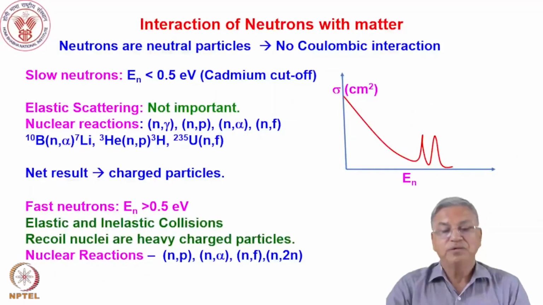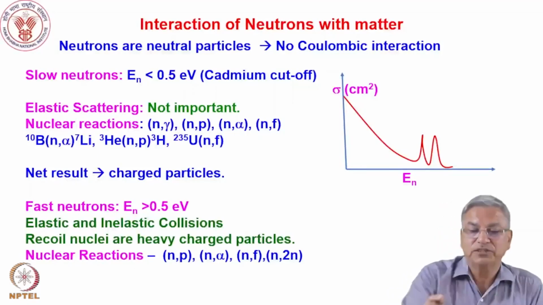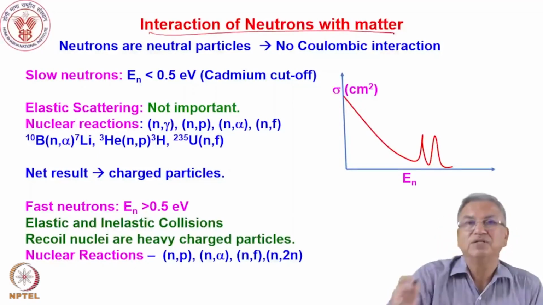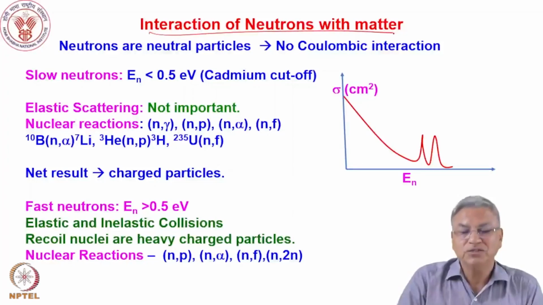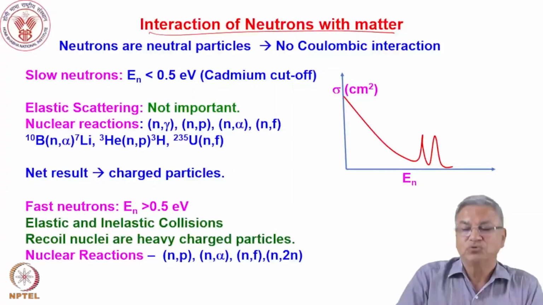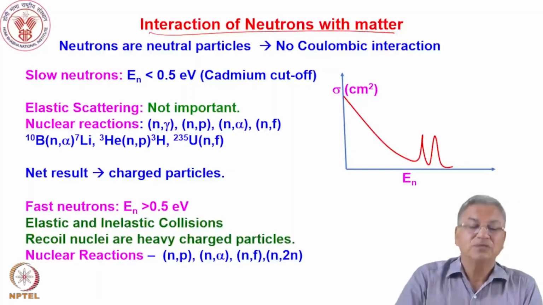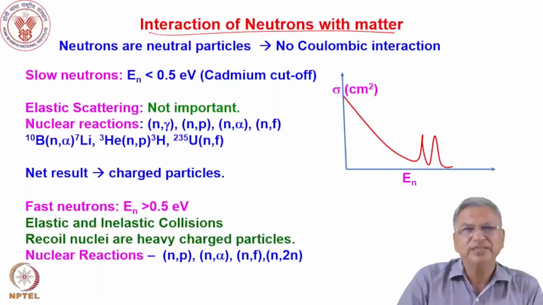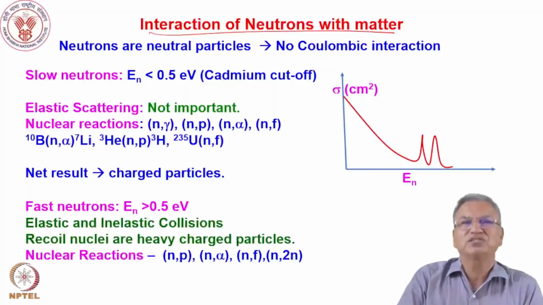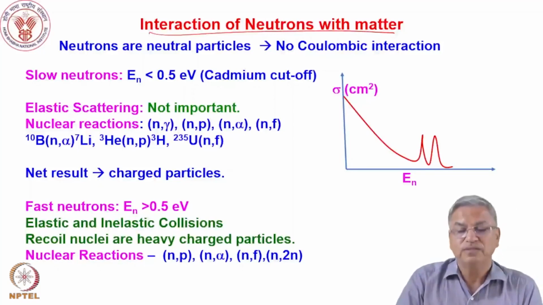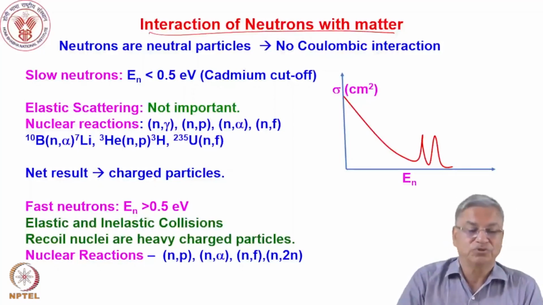Now I will just touch upon the interaction of neutrons with matter. Neutrons are also neutral particles, so they do not have any coulombic interaction with the material, but they will undergo elastic scattering, inelastic scattering, or nuclear reactions. And that is how we make use of these interactions to detect the neutrons.